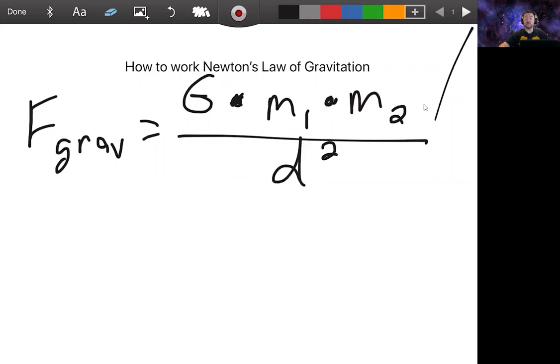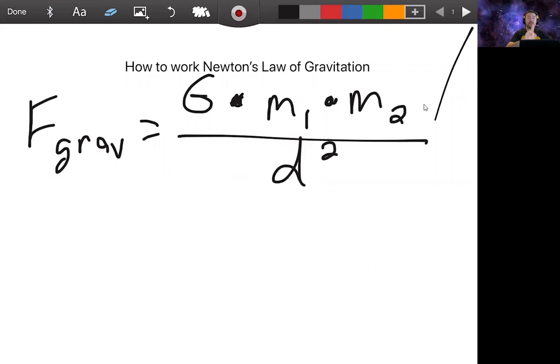April 2nd, 2020. What I wanted to do today was work Newton's law of gravitation with you. It's going to take roughly around 10 minutes. I'm going to work a couple examples, go over how affecting one thing affects the overall force of the other, and then you're going to get some practice problems to do. So in front of you, you should see Newton's law of gravitation.